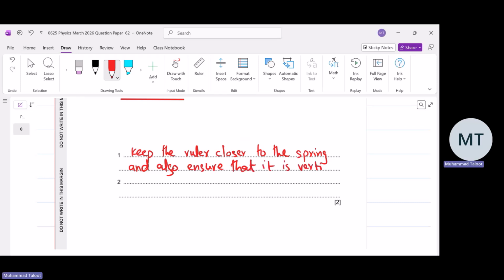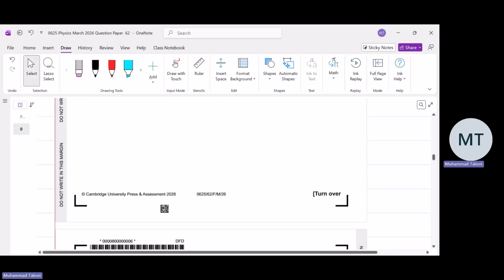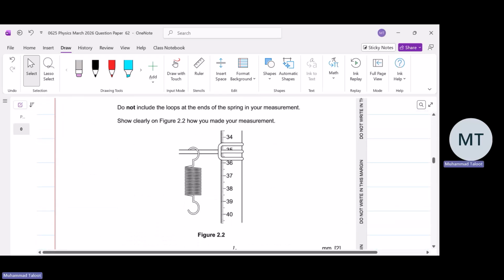This is not tilted, one, vertical. This is one point. Second, my dear students, measure at eye level. The reading should be measured at eye level so that parallax error should be avoided. So this point is similar to the previous question as well.